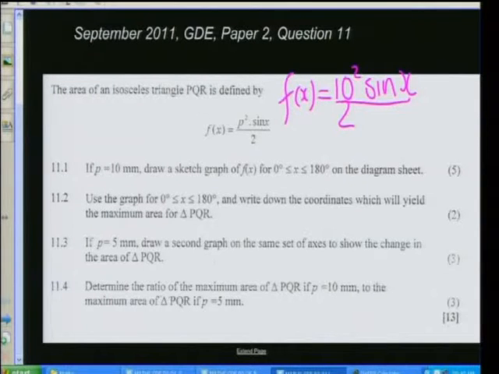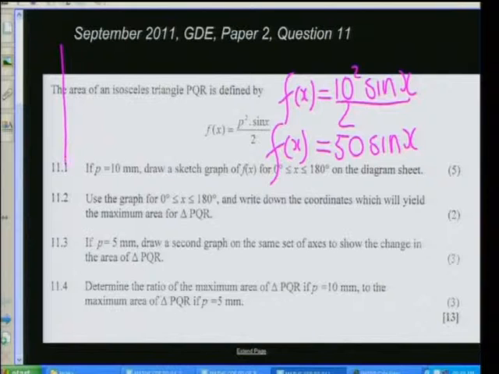Yes. Okay, then Precious, what is 10 squared? 10 squared is 100. And 100 divided by 2 is? 100 by 2 is 50. It's 50, right? Yes. So, Precious, all that they are asking us to draw is the graph 50 sine x. Are you happy with that? Yes.